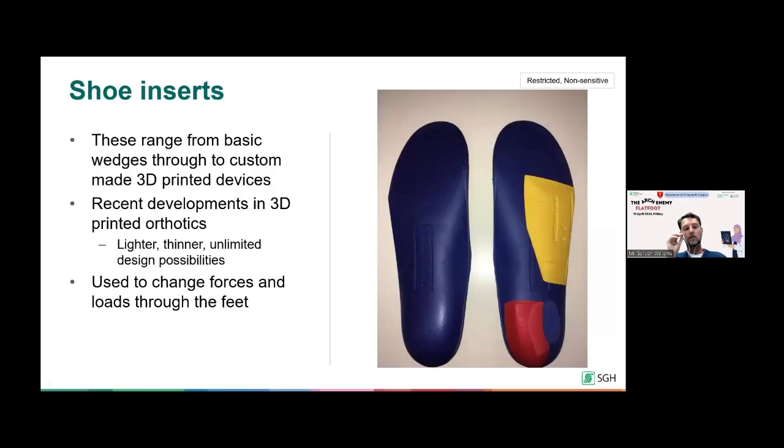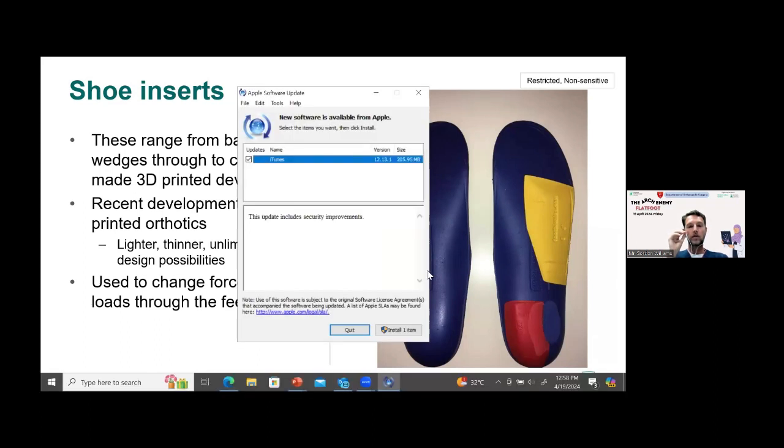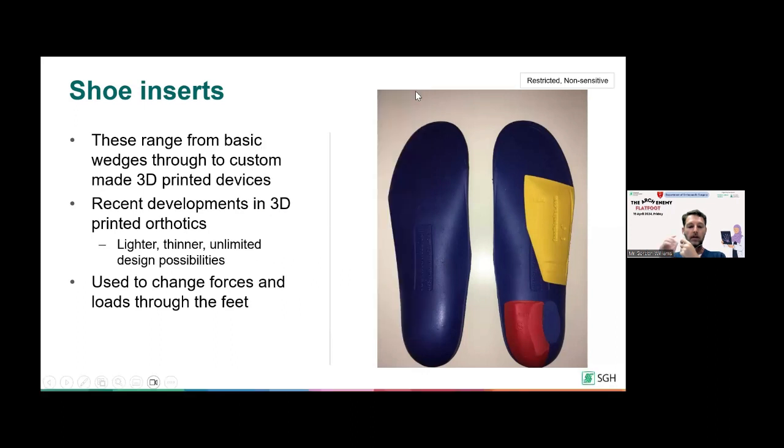Right, now I'm going to get into the bulk of my presentation. I'm going to very briefly outline some shoe inserts. Now these can vary from basic wedges through to custom-made 3D printed orthotics. These are going to influence the biomechanics of the feet and the legs as well by changing the forces and the loads through the feet.